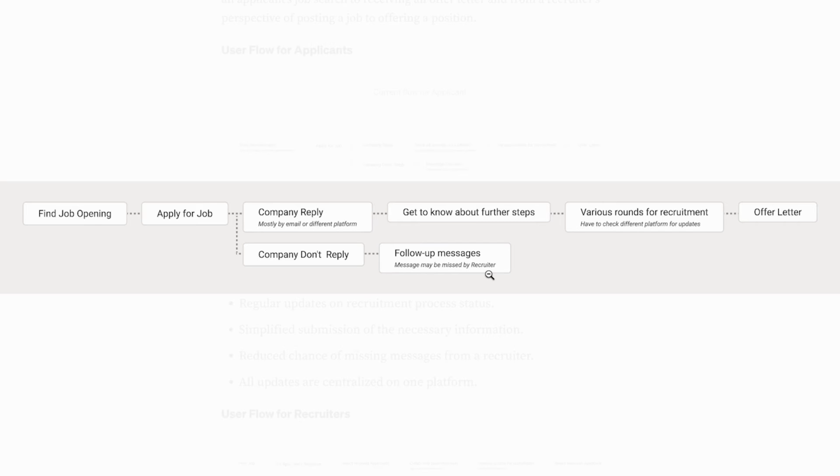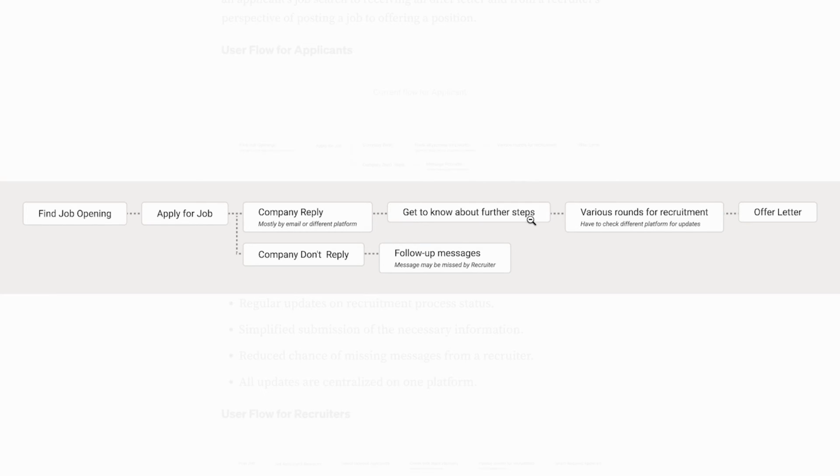Why, right? Now, this user flow itself is completely broken. And let me tell you all the things that have to be fixed over here. The first step is finding a job opening, which is fine. The second step is applying for the job, which basically involves filling up the form, which also has to be mentioned over here, right? That's fine. The third one is the company replies, mostly by email or on a different platform, right? So you can see that email is the primary mode of communication, and 99.9% of the time, that's what happens. And communication does happen through email, okay?